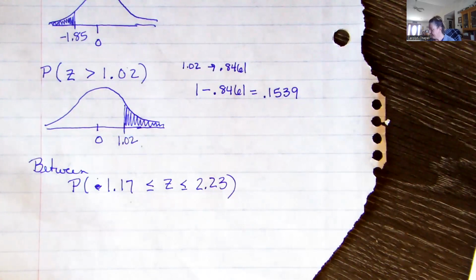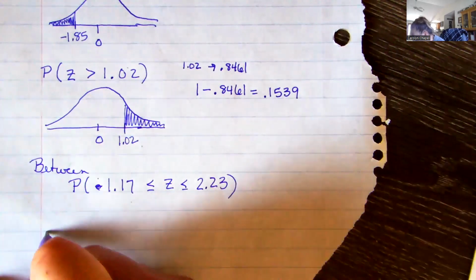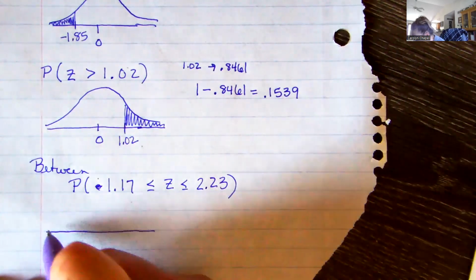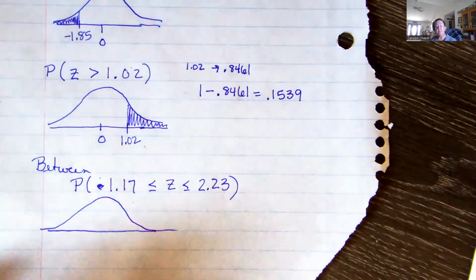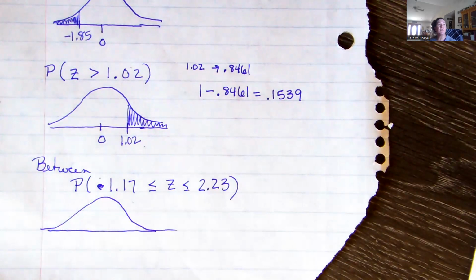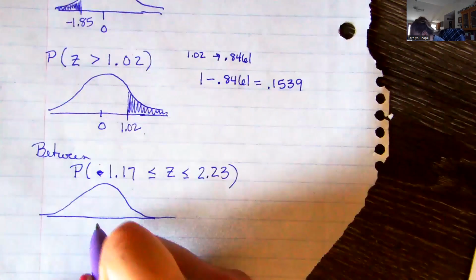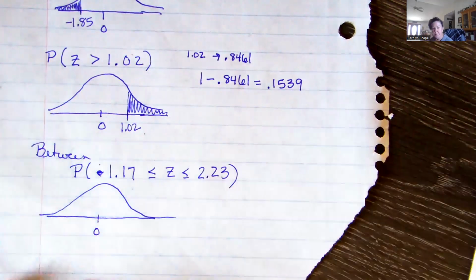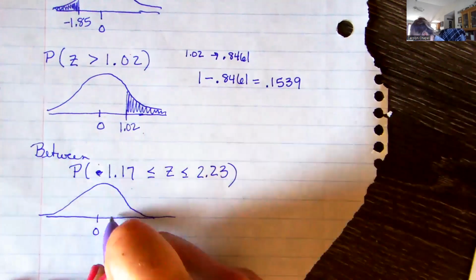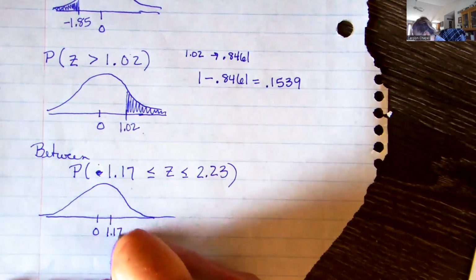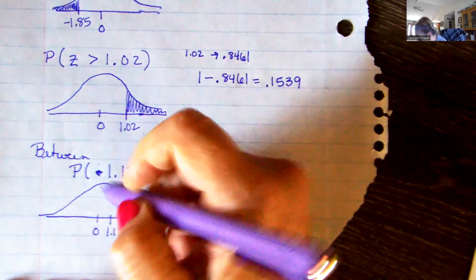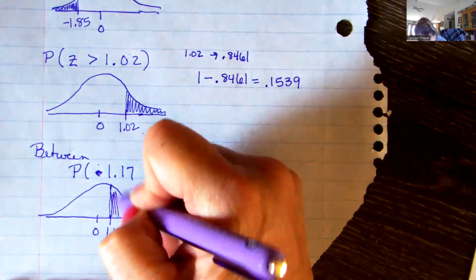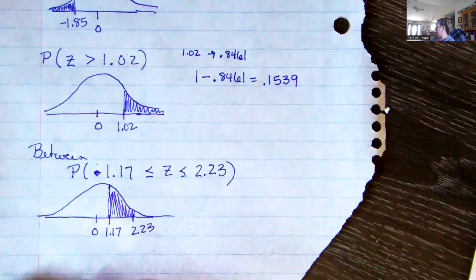Okay. And again, once we get to StatCrunch, we will find that it is a lot easier. But I still sometimes like to draw my pictures so that we can understand what is going on. We're finding the area between these two. So 0 is here. I chose a 1.17 here, and 2.23 is there. We're finding the area between those two.